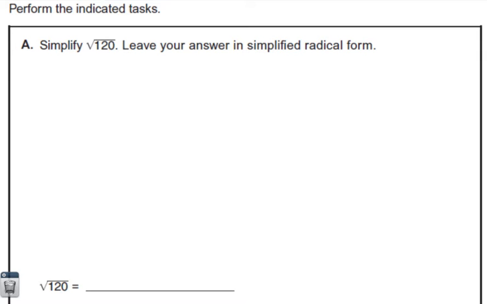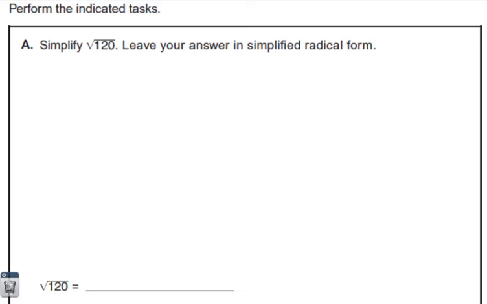Okay, this constructed response from 2016 I think is really just a group of four pretty straightforward, simple problems, starting with simplifying a square root of 120.